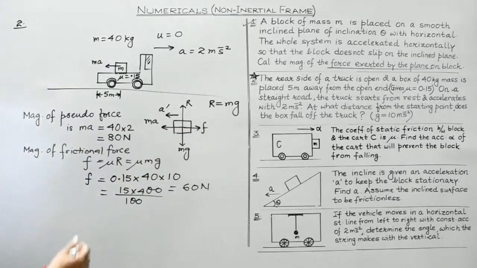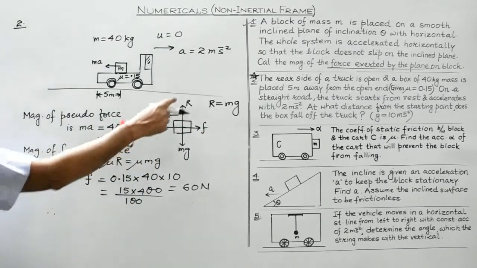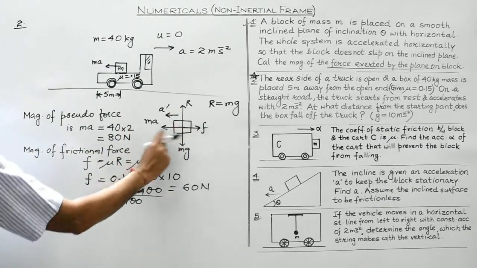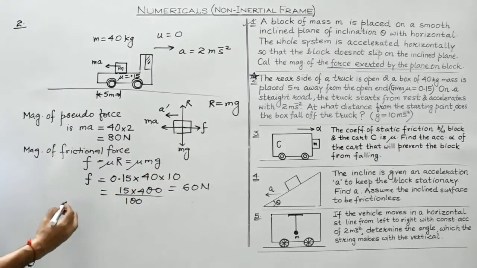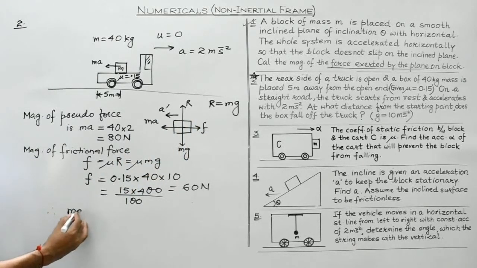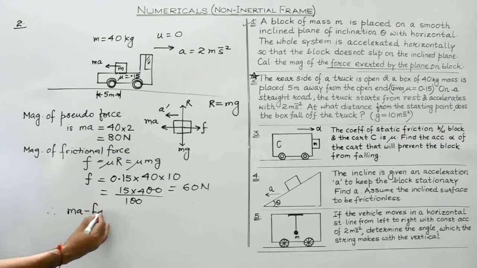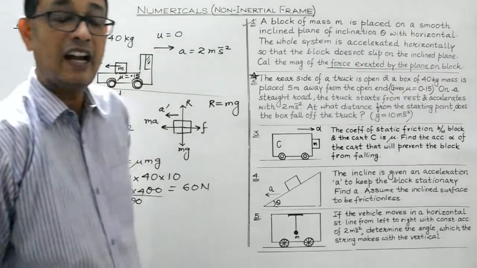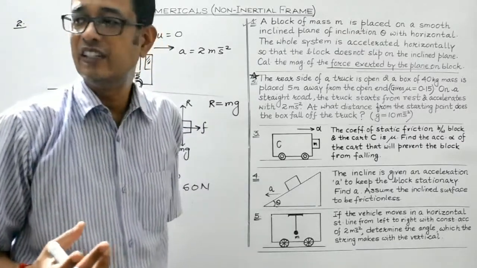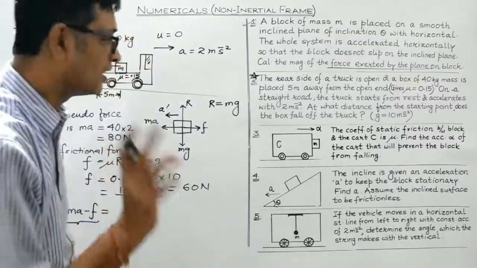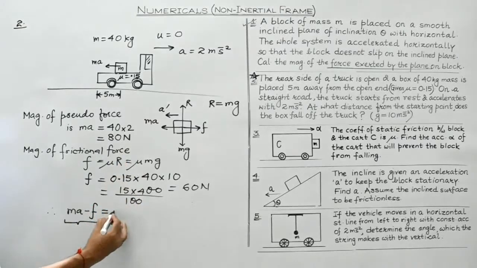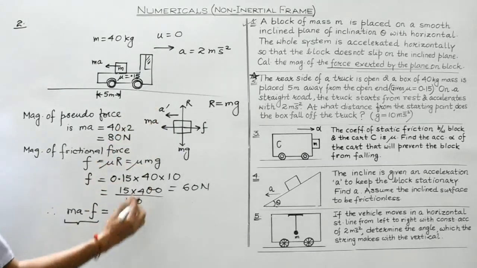Ma is greater than F. Therefore, what will be the equation? R is balancing mg. So what will be the equation? Ma being greater than F, therefore, net force is Ma minus F. This is the net force acting on the block, right? And as per Newton's second law, net force acting on the block is mass into acceleration. Its mass is m and acceleration of the block is a dash.